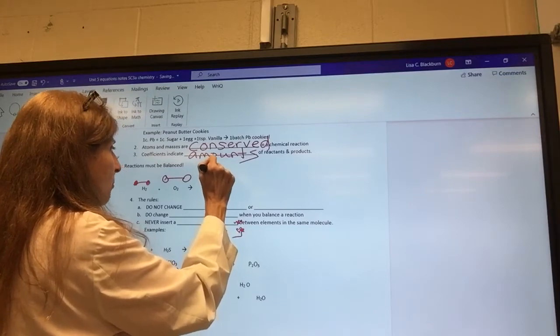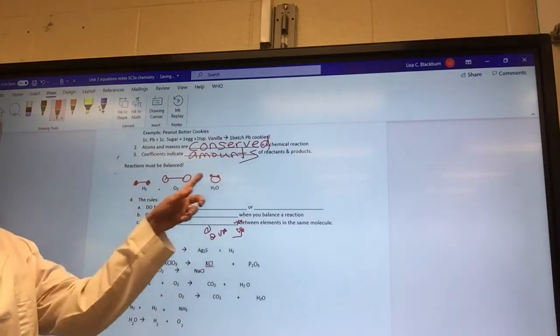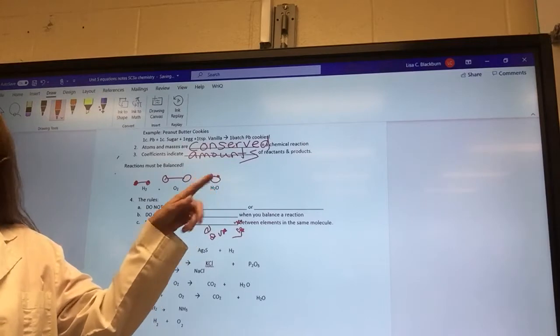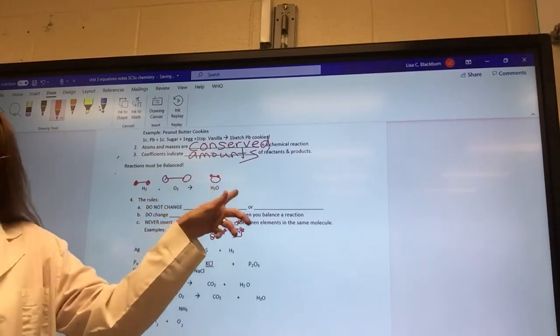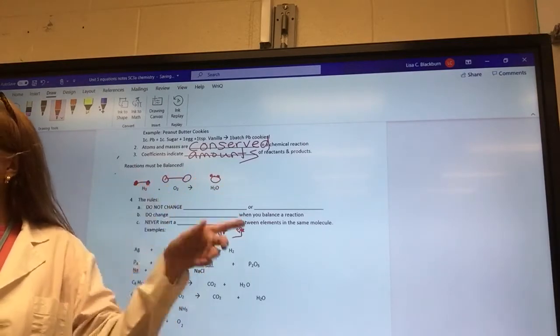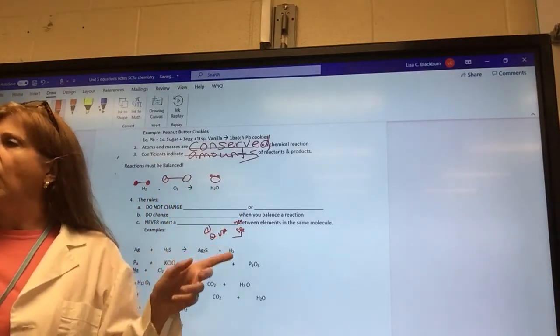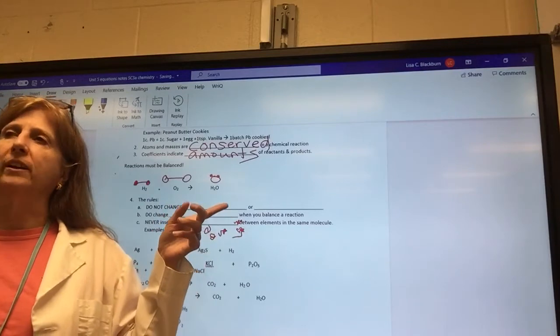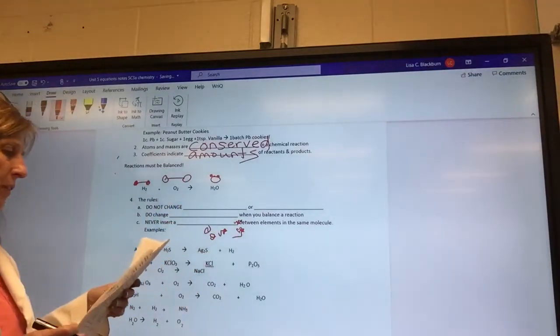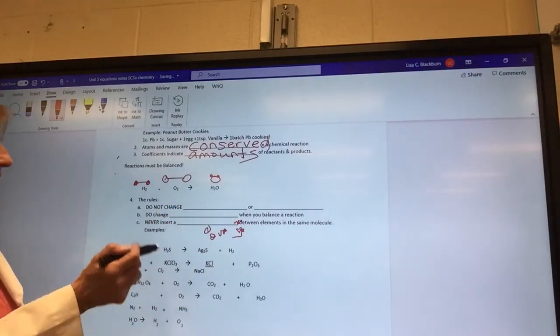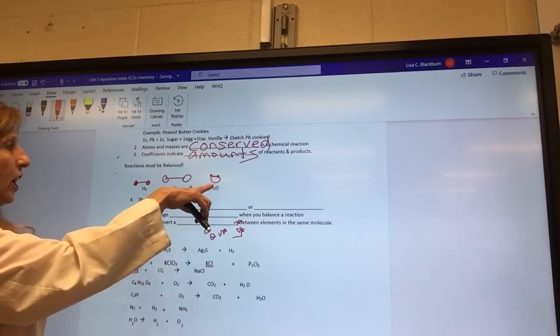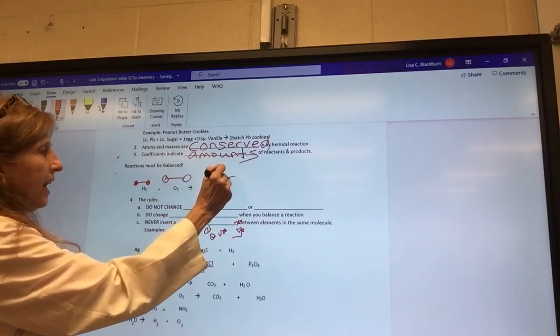Now notice how many of things I got. I have 2 hydrogen atoms, 2 hydrogen atoms. That's all right. 2 oxygens, only 1 oxygen. I'm disobeying the law of conservation because where'd that oxygen go? Oxygen cannot be created or destroyed. It can only change from one form to another. So what I have to do is balance it. And how I'm going to do it is I'm going to go back and add another water.